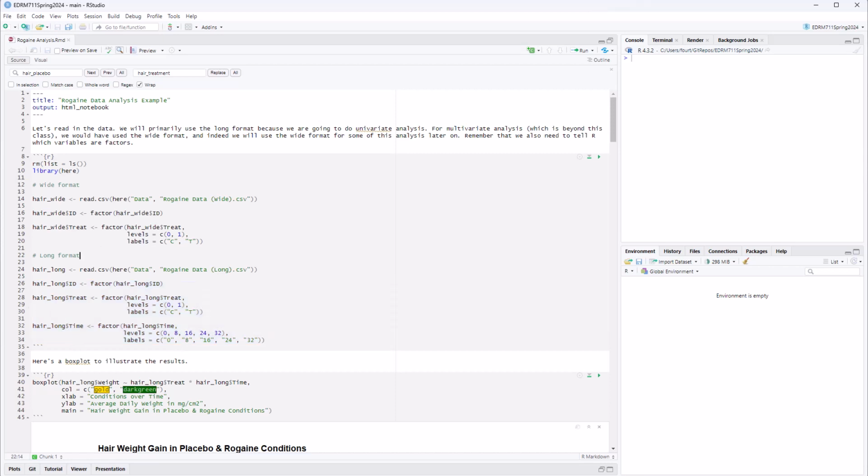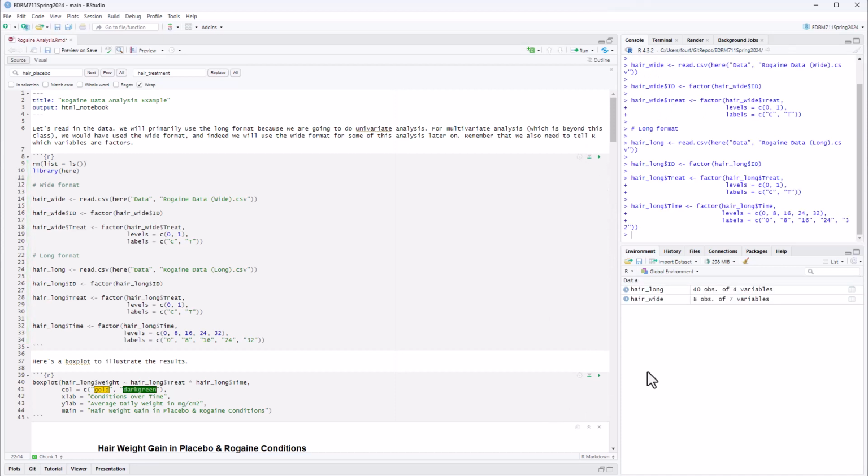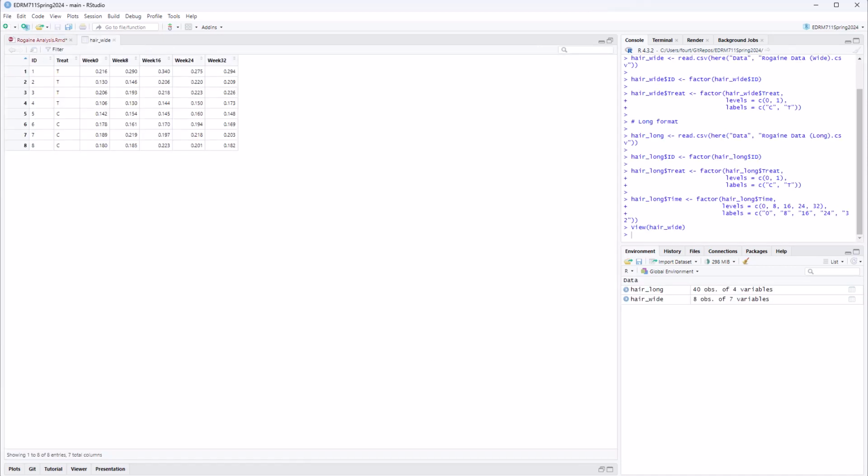Probably the best way to make sure we understand this is to actually load this in and look at these. So let's start with wide. What we see here are ID numbers. That is going to be, of course, a factor. Treatment, which is also going to be a factor, and it's going to be a between subjects factor. Notice we have just 8 women in this study. 4 of them are in the treatment condition. 4 of them are in the control condition.